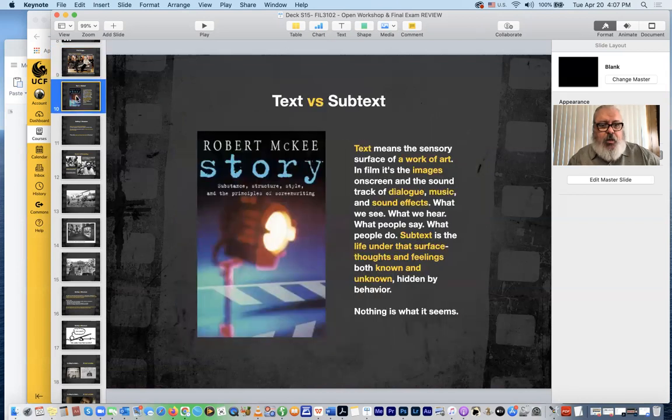Robert McKee is talking about text and subtext. The text means the sensory surface of the work. In film, it happens to be the images that are on the screen, along with the soundtrack, the dialogue, the music, and the sound effects. What we see, what we hear, what people say, what people do. Subtext is the life under that surface, the thoughts and feelings, both known and unknown, hidden by our character's behavior.